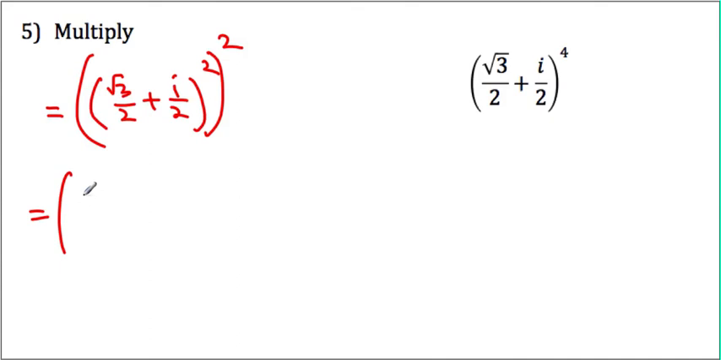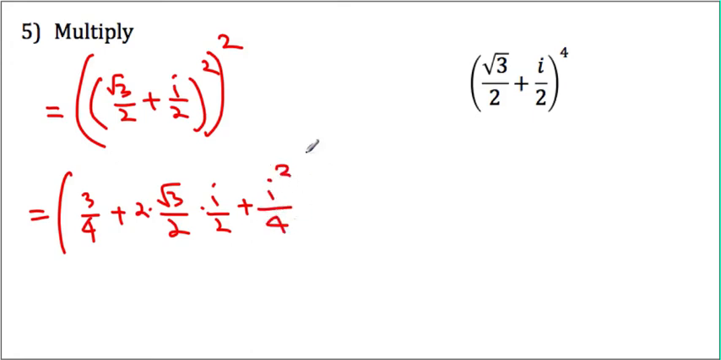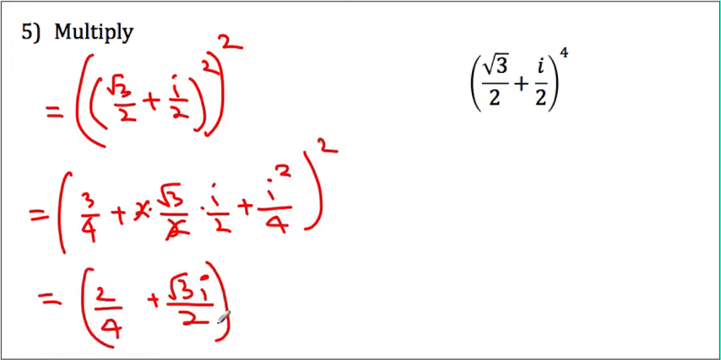Here then first one squared, which is 3 over 4. Following the sign in the middle, times 2 times the first one times the last one, i over 2. And plus the second one squared, that means i squared over 4, and whole thing squared. That's basically what we end up getting. Then here 2 and 2 cancel out. So the term with the i is plus radical 3i over 2. But here this is negative 1 or positive 3, so we end up getting 2 over 4, whole thing squared.